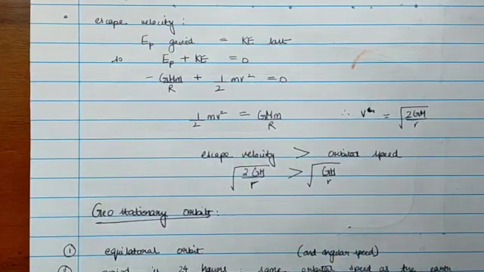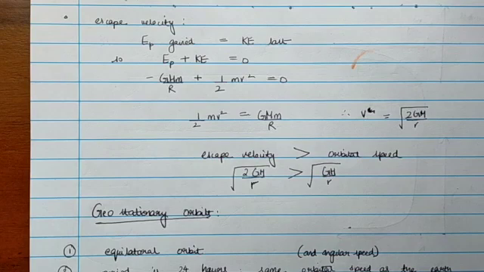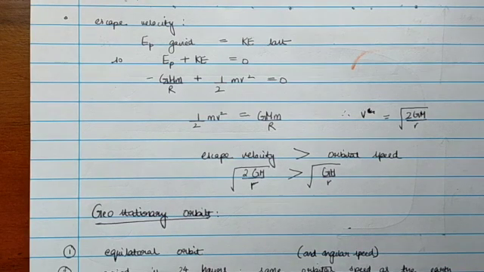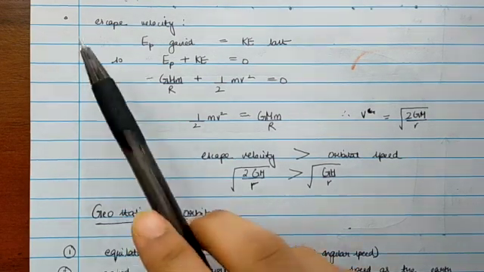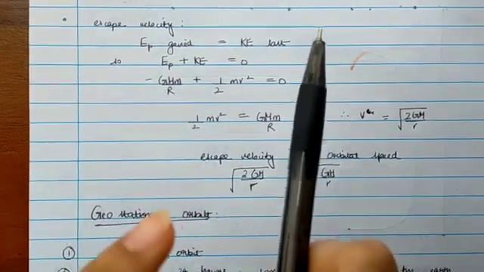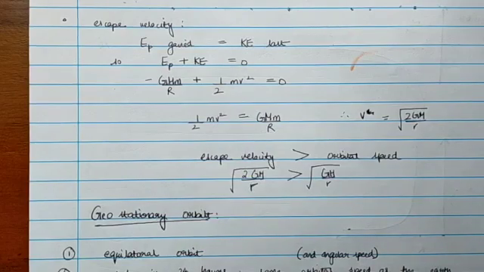Now there's also such a thing as the escape velocity. The orbital speed is the speed required for that object to stay in orbit, and the escape velocity is defined as the speed required for that object to be able to leave that orbit, to escape that orbit.